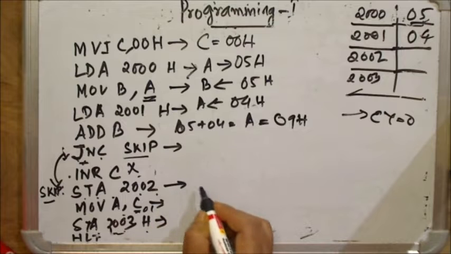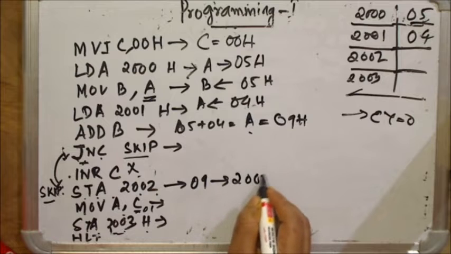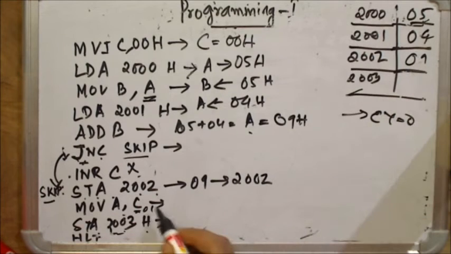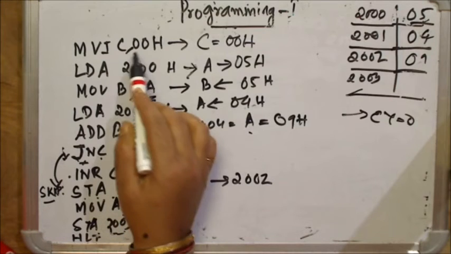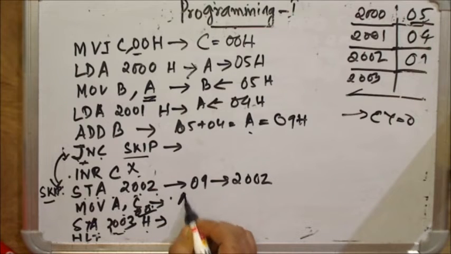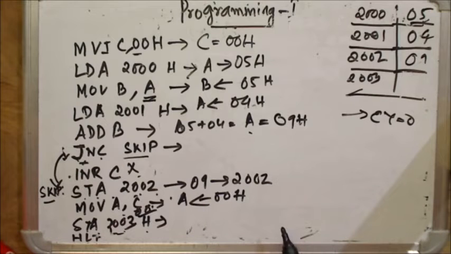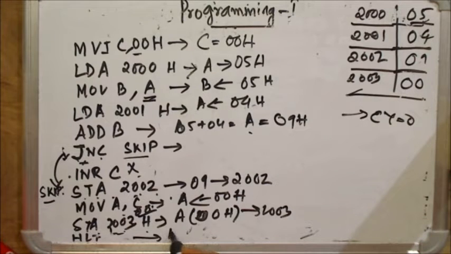What is there in skip? STA 2002. What is there in A? 09. So 09 will be stored in 2002. Right? Then move A comma C. What is there in C now? C is not incremented, so it is 00. So 00 will get stored in A. Understood? Because there is no carry. Now whatever is there in A, that is 00, will get stored in 2003. And then we will end the program by writing halt.